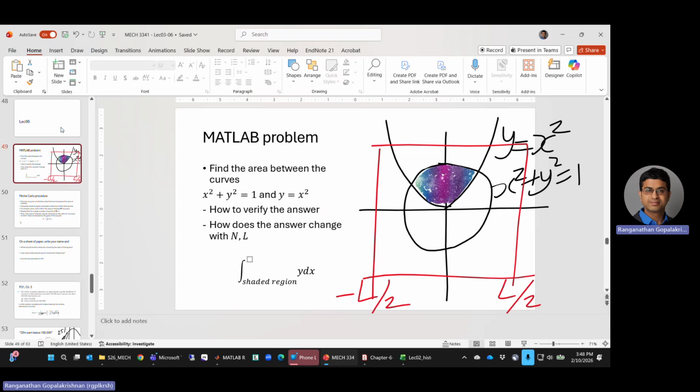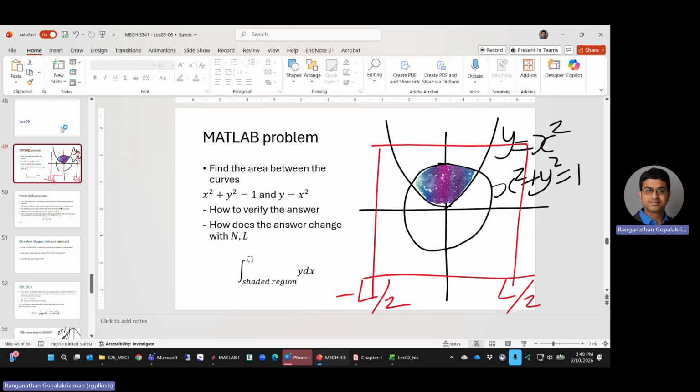True or false question. Your choice of L will have an influence on the magnitude of the area that you are computing. True or false? The area shouldn't depend on your choices. Would you agree with me on that? Then the answer to my question is false. The L that you choose should have no bearing on the area that you compute. It's like saying the type of thermometer you pick decides your temperature. It's the equivalent of saying that.